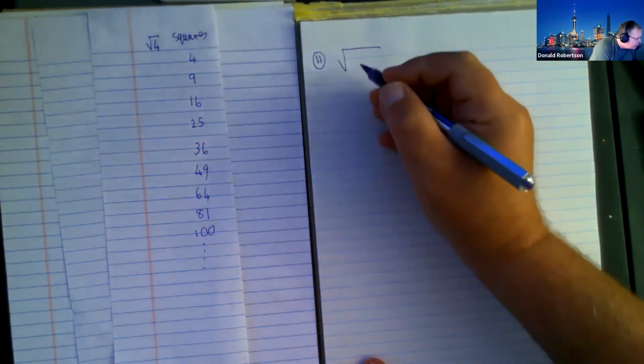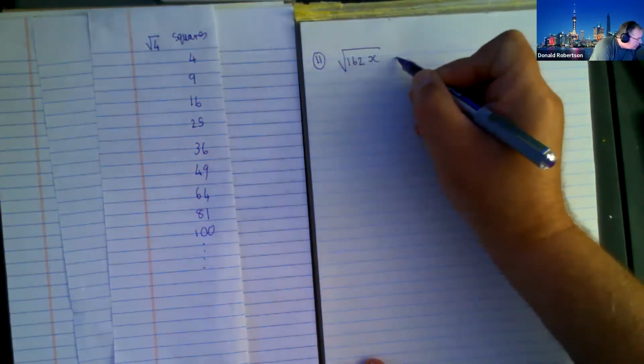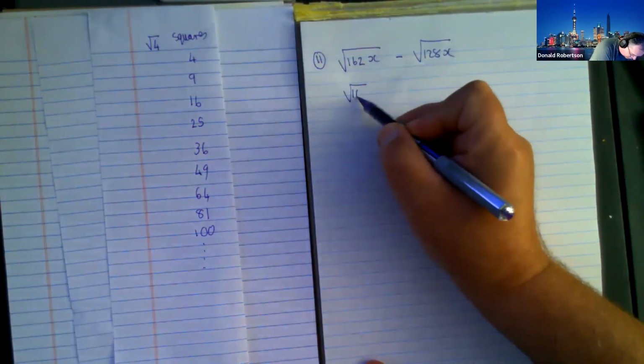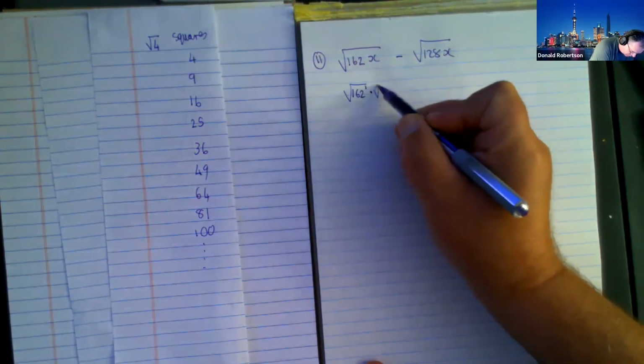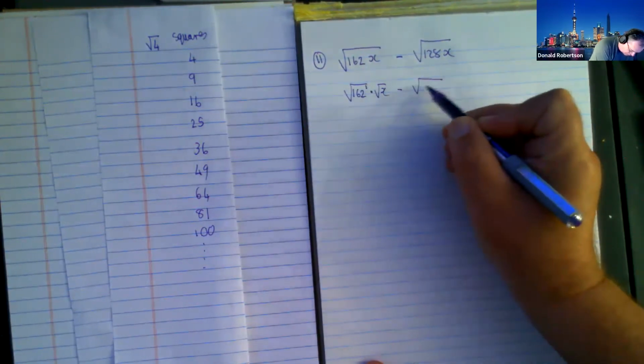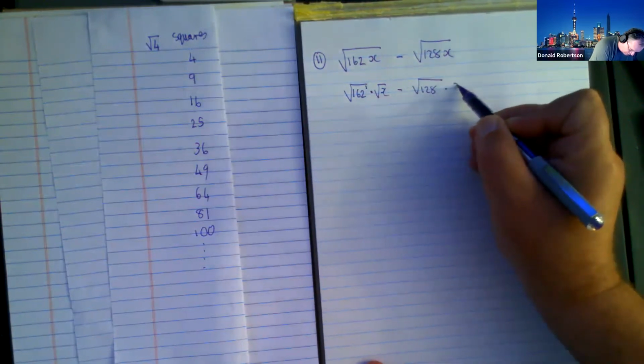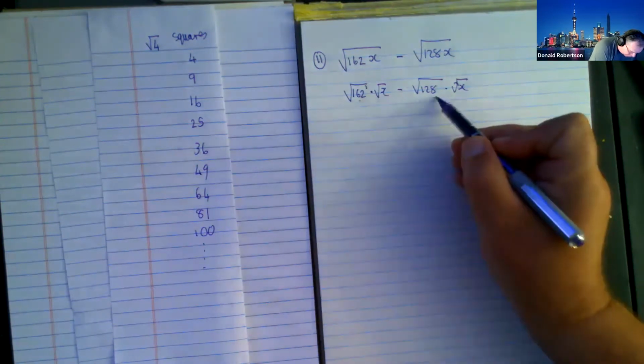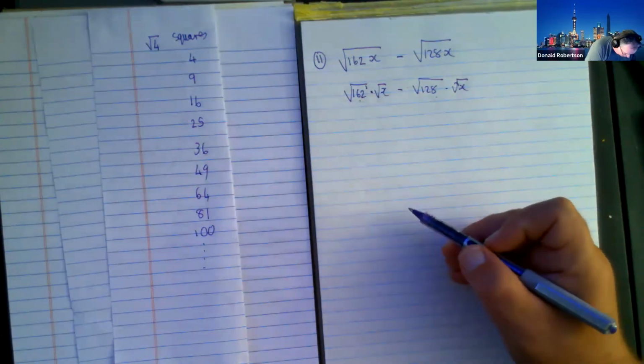Let's do the same process back to square roots now, but we're going to do square roots involving variables. So the square root of 162x, take away the square root of 128x. And I'm going to break that into the square root of 162 times the square root of x and the square root of 128 times the square root of x. And each of these square root numbers is going to be simplified.